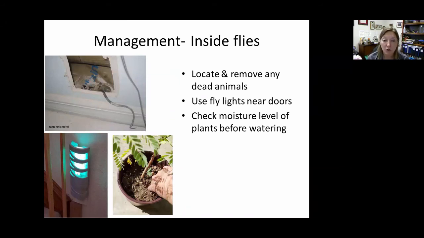And then to deter the fungus gnat problem, you want to check the moisture level of your plants before you water them. So stick your finger down in the soil, make sure that it is actually dried out before you water that plant again. A lot of people get on a watering schedule of plants where I water it every day or I water it every other day. And sometimes that's not needed. It really depends on the plant and the soil and what kind of pot you have it in, all sorts of things. So always check the soil before you water and make sure that it actually needs that water added.